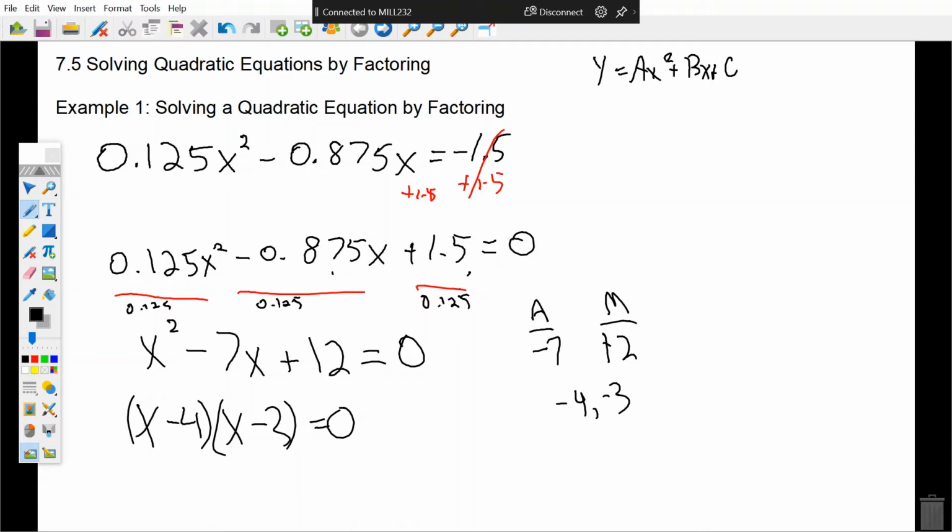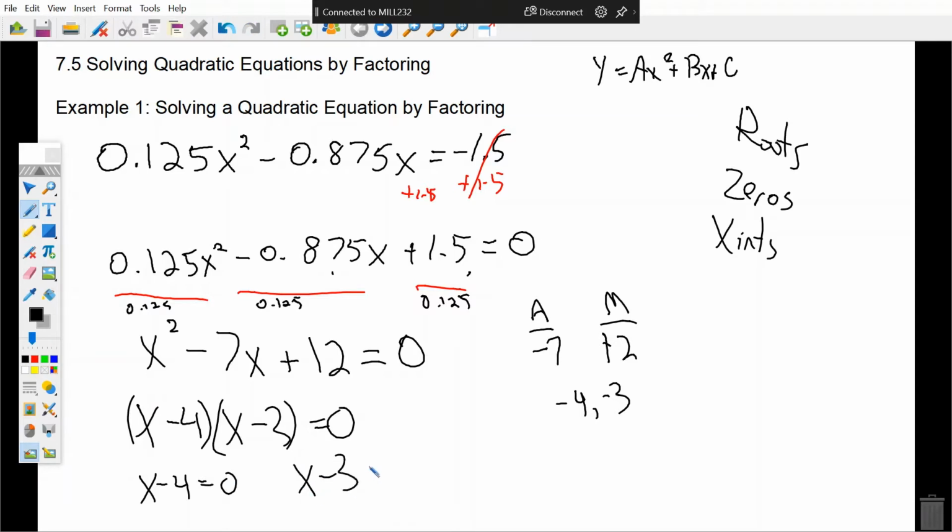If you were asked, sometimes it might say the roots or the zeros. They all just mean the same as the x-intercepts. So we're just going to make these both equal to 0. x minus 4 equals 0. x minus 3 equals 0. So our answers are 4 and 3.